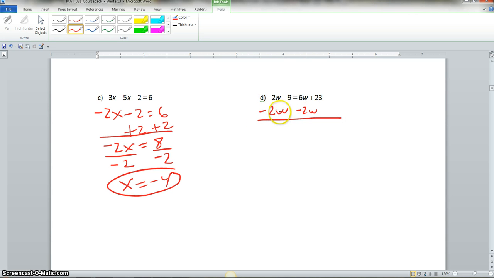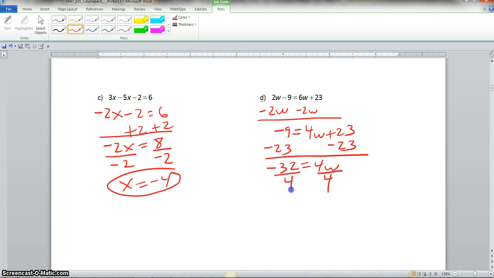So 2w minus 2w is 0, minus 9 is a negative 9. And that equals 6w minus 2w is 4w plus 23. Now we need to get w by itself, so we will subtract 23 on both sides. Negative 9 minus 23 is a negative 32, and that equals 4w, because 23 minus 23 is 0. Now we have to get rid of the 4 off of the w, so we'll divide each side by 4. Negative 32 divided by 4 is a negative 8, and it equals w.